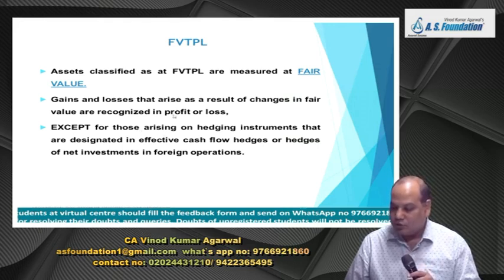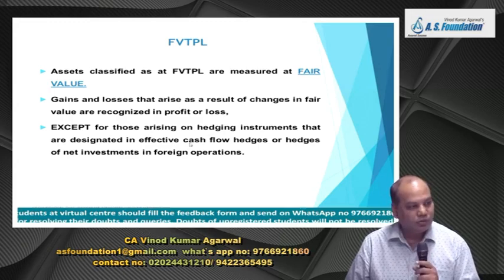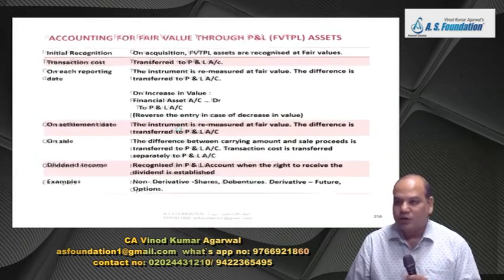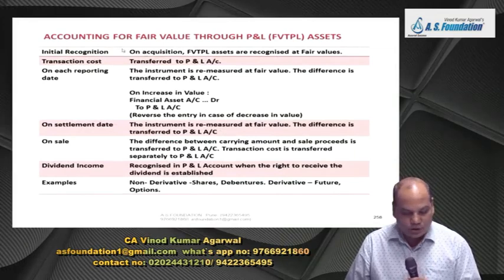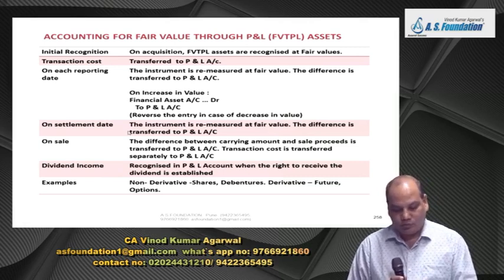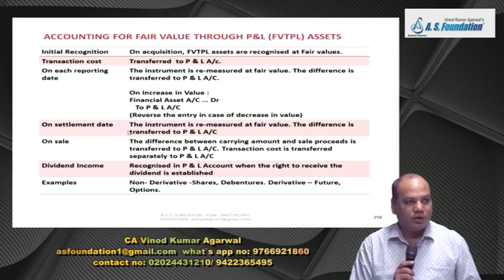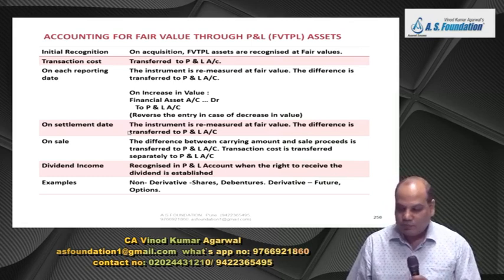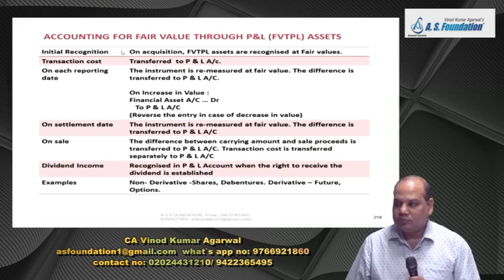Only this rule will not be applicable for derivatives which are used for hedging purposes, where the entity follows the hedge accounting rules. About hedge accounting we will discuss later. So this is a small and quick summary of what you will do for FVTPL instrument. No need to write, it is printed there. Initial recognition: FVTPL assets will be recognized at fair value. Transaction cost, transfer to P&L account.